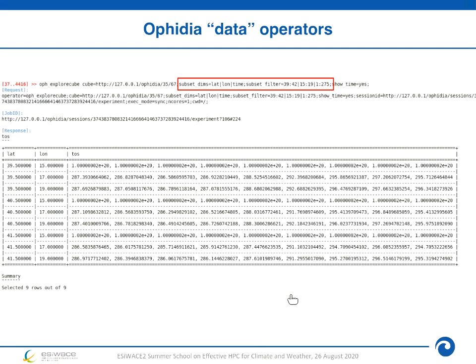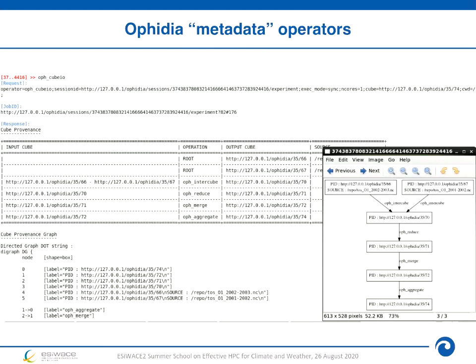This is another example of data operating. In this case, we're using the explore cube, where we can select part of the data cube in order to be shown. This is the output that is provided by the Ophidia terminal. Here we can specify the subset in order to just see a part of this data cube. As said, Ophidia also manages the provenance, and so through some extensions on the Ophidia terminal, we can see the history of the data cube from the input files up to the data cube that we are inspecting.